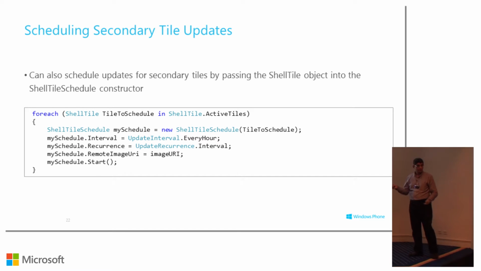Then you can do that for secondary tiles also. So if you loop through the ShellTile active tiles, you will get all the tiles that are there in the list.